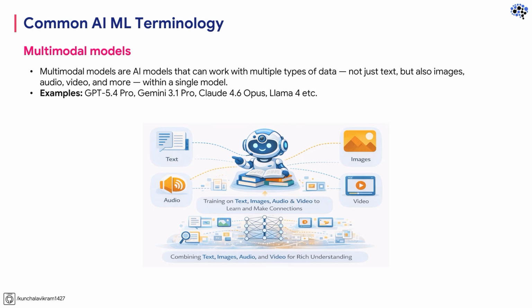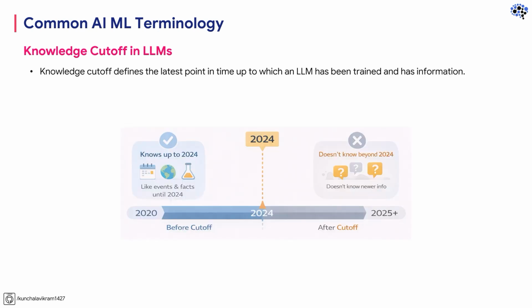Then what are multimodals? We said that LLMs are nothing but large text generation models, but they can also generate images and videos. They are called multimodal. So multimodals are AI models that can work with multiple types of data, not just text, but they can also generate images, audio, video, and many more within a single model. For example, GPT 5.4 Pro, Gemini 3.1, Claude 4.6 Opus, Llama 4. Ask it to generate a presentation or an image, and they can do that because they are multimodals.